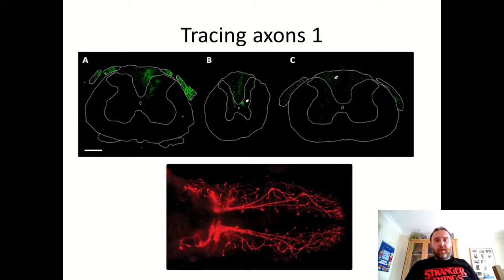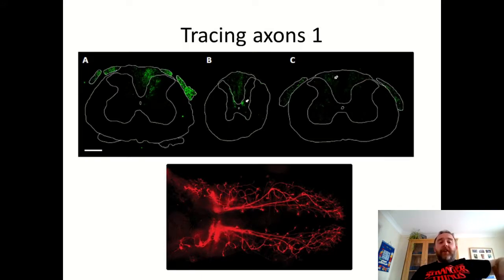So that's focusing on function. But what about the wires themselves? So how might we trace the connections within the nervous system? How might we trace, for example, the trajectory that axons take in going from the brain to the spinal cord? Well, here there's a lot of methods which are available to us.